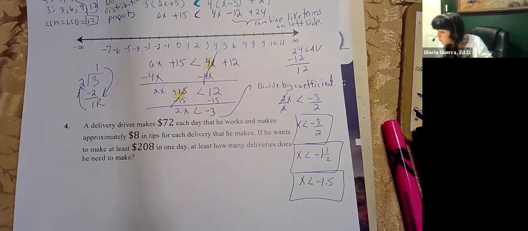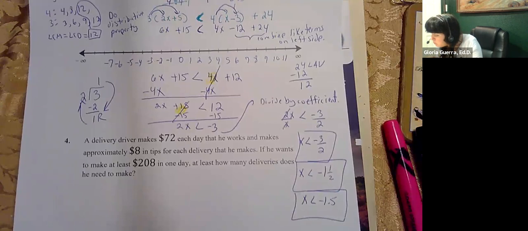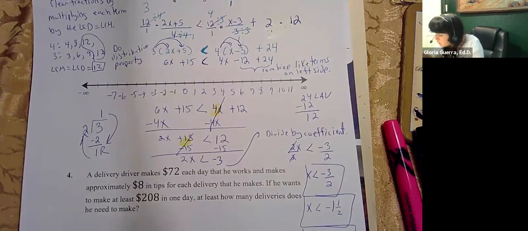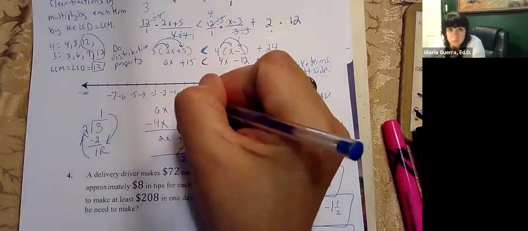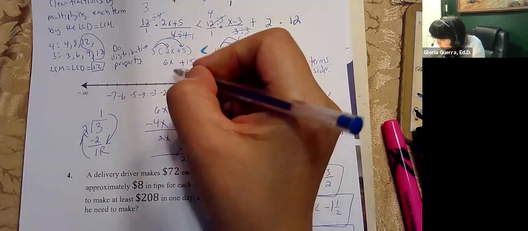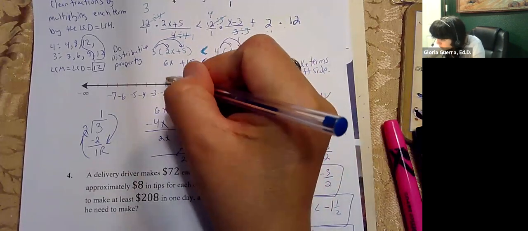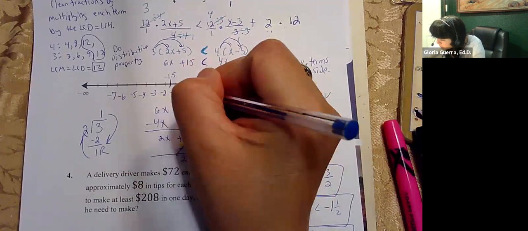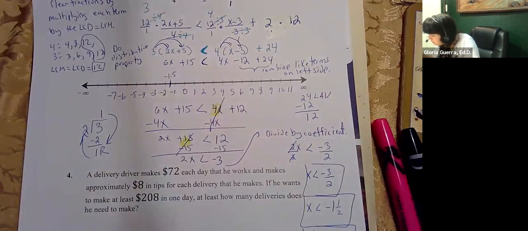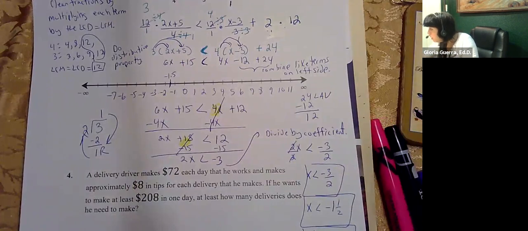Okay, so x is less than negative 1.5. So it's a negative. So here's negative 1, here's negative 2. So negative 1.5 is in between negative 1 and negative 2. And it says that it's less than.